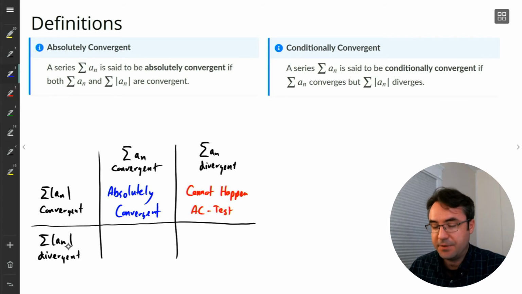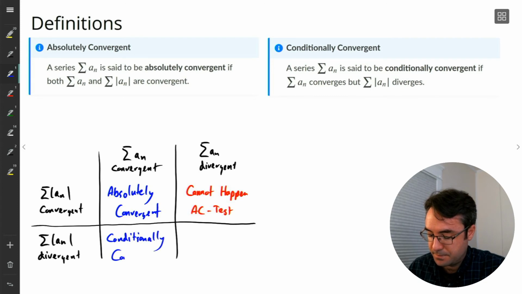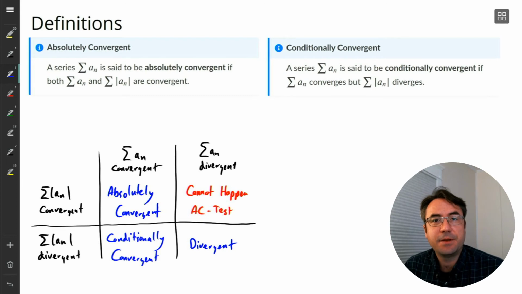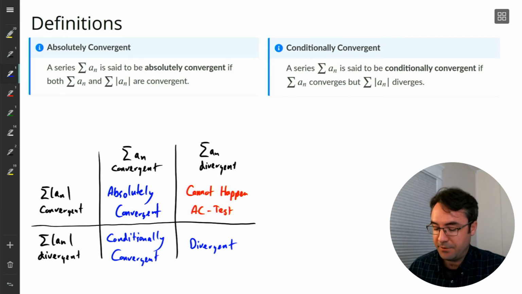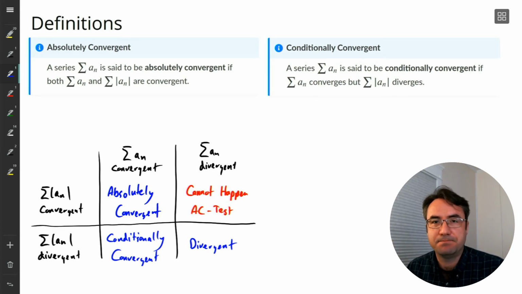So in the case where this absolute value series diverges, if sigma AN converges, then we call that conditionally convergent. And if both series diverge, well then we just say it's divergent. So those are really the three potential cases here for what's happening with this idea of absolute convergence. So if both of these related series converge, then it's absolutely convergent. If this absolute value series diverges, but our original one still converges, which can happen, we say it's conditionally convergent. And then if both diverge, then we just say it's divergent.